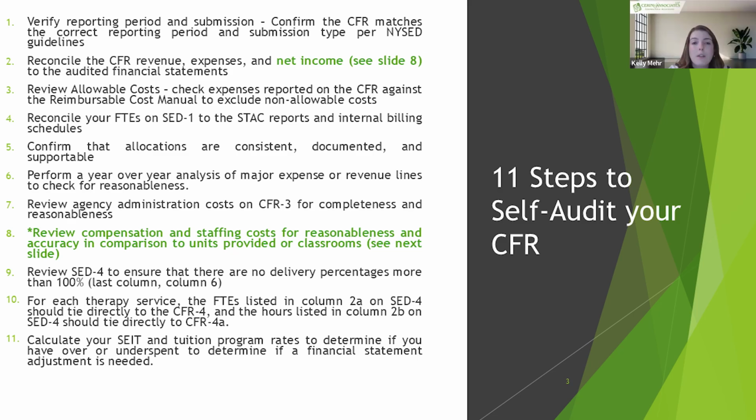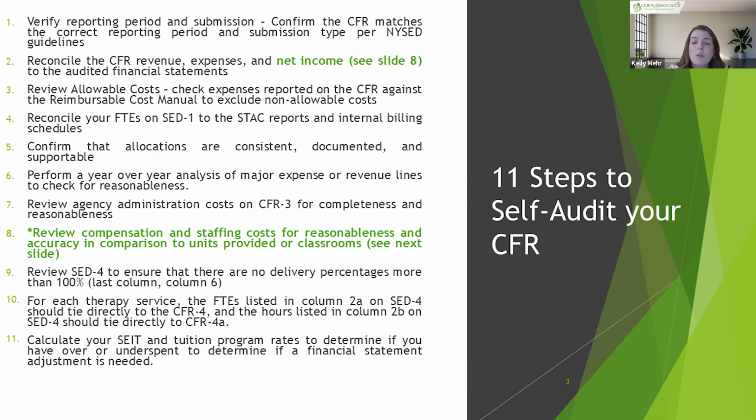Number 6, we always recommend that you perform a year-over-year review of specific and maybe major expense or revenue line items. This might trigger questions that you might want to ask yourself, or maybe your auditors will ask later, about why line items fluctuated so greatly year over year. Number 7, you want to review your agency administration costs on CFR 3 for completeness and reasonableness. Number 8, we're going to talk more about this in the later slides, but reviewing your staffing costs and hours in comparison to your classrooms or your units delivered.